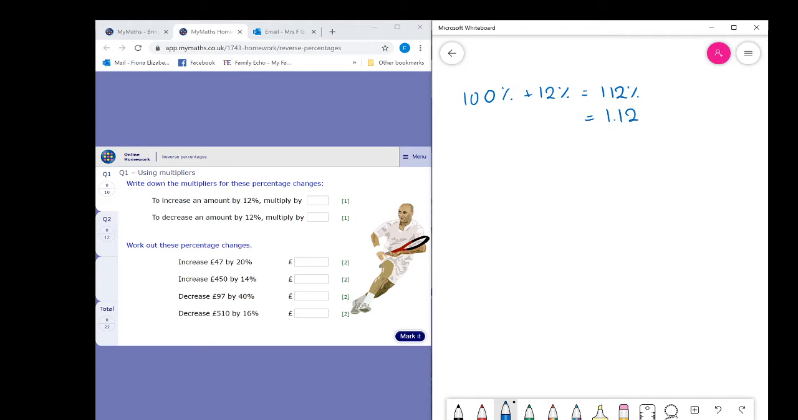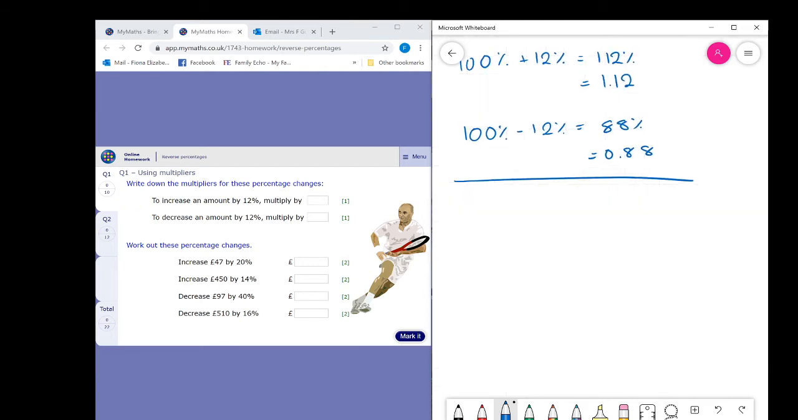To decrease an amount by 12%, well now we're decreasing, so we're taking 12% off. So we're doing 100% take away the 12%, which is what, 88%. So that then as a decimal is 0.88. So that's my first part of question 1.